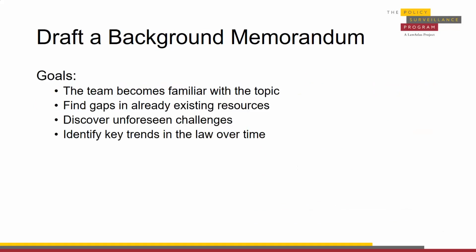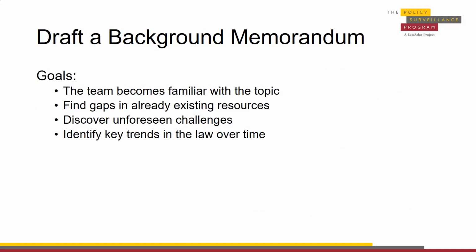So, again, the goals of a background memo. The background memorandum is key for acquainting researchers with a topic. This may be a novel topic for one or all of your researchers, or the law may be more complex than initially anticipated. So the idea here is that the team will become familiar with the topic from the beginning.